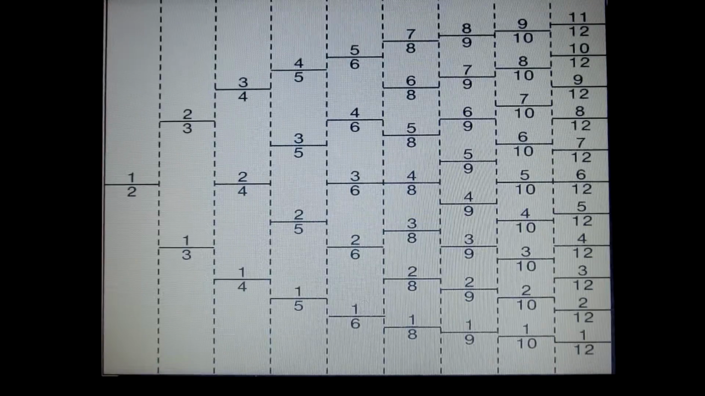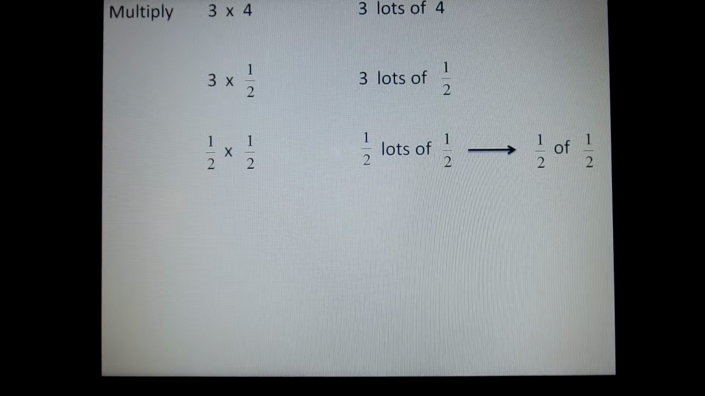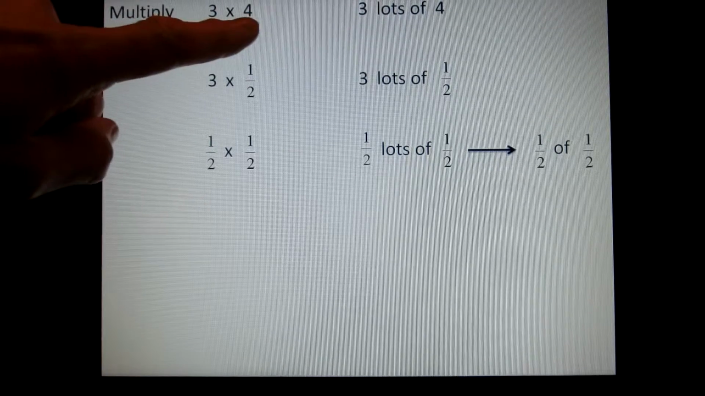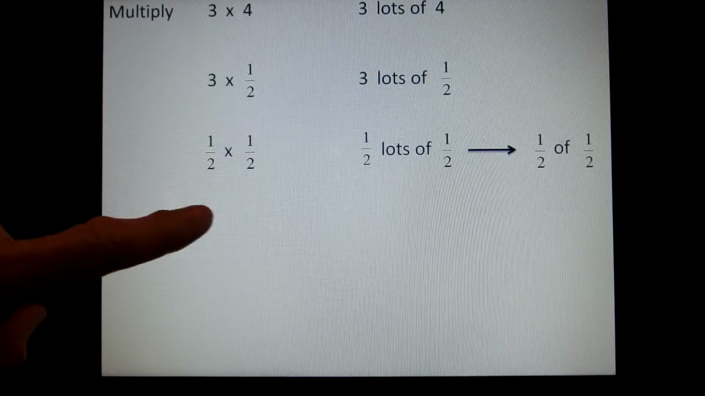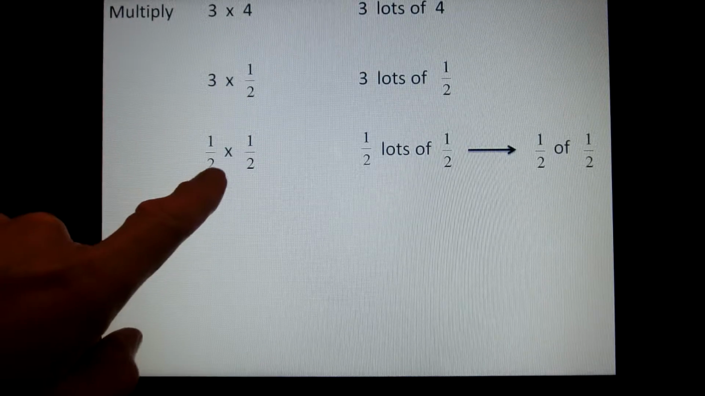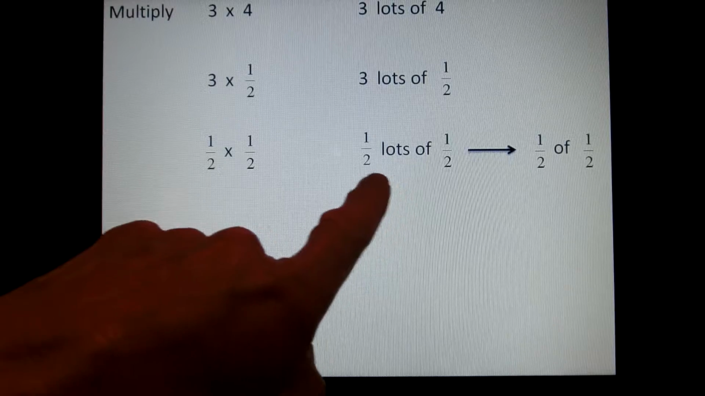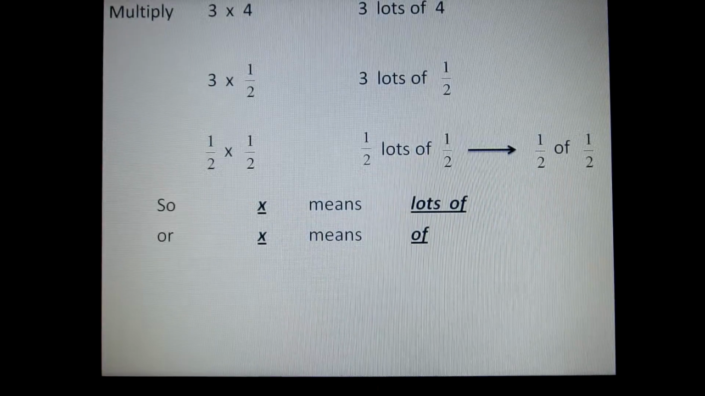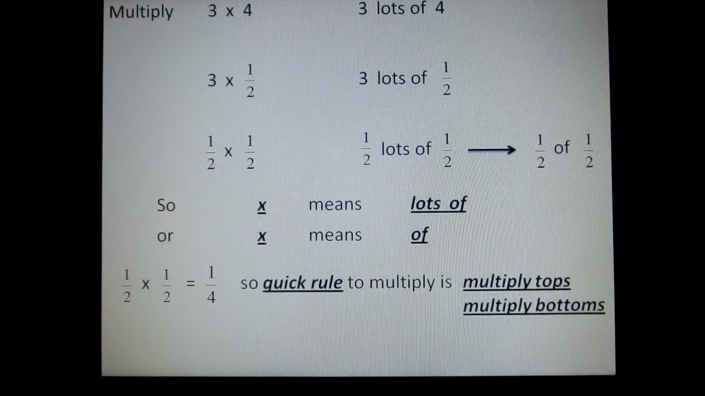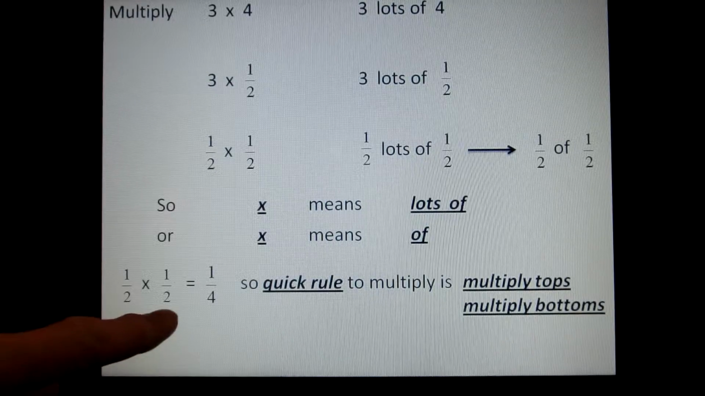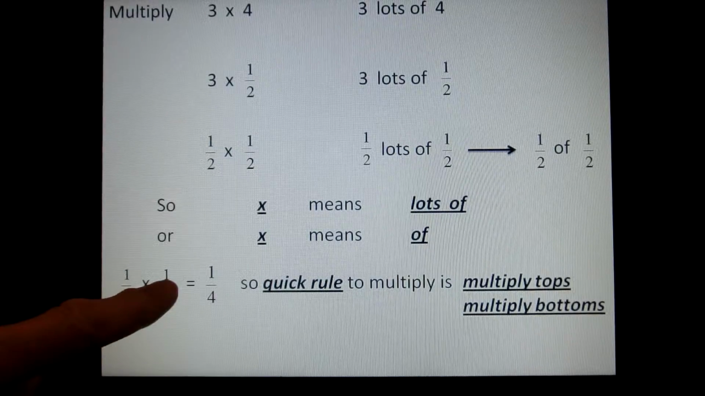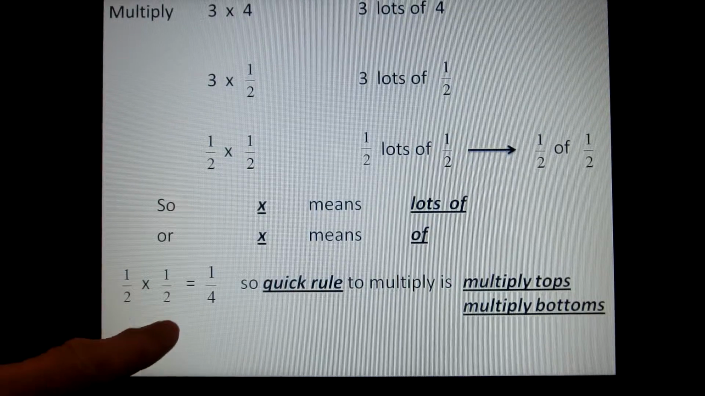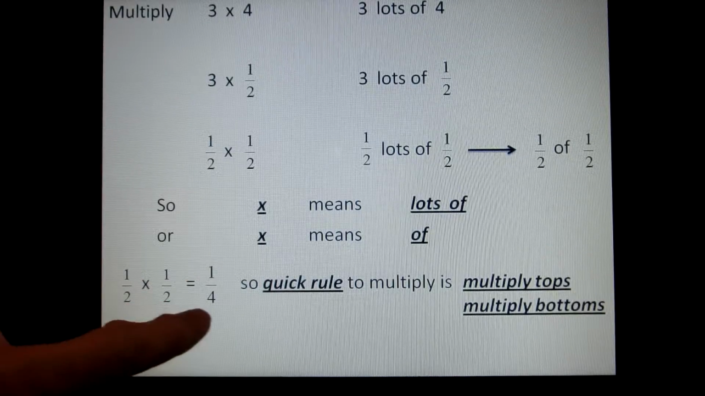And the one other key thing we have to be able to do is to multiply fractions. So that means 3 lots of 4, we know that. 3 lots of a half would be 1 1/2. What this means is a half lots of a half. But actually we normally tend to say half of a half. A half of a half we know is a quarter. So if you want a quick rule for multiplying, you multiply the two tops and you multiply the two bottoms. 1 times 1 is 1, 2 times 2 is 4.